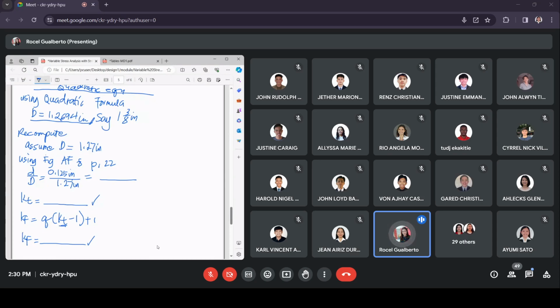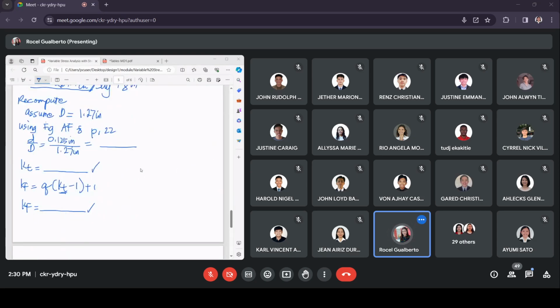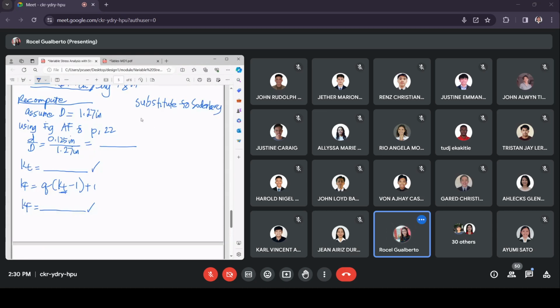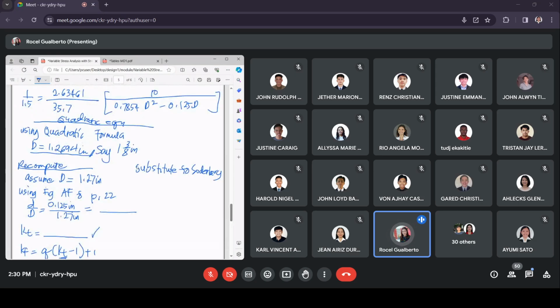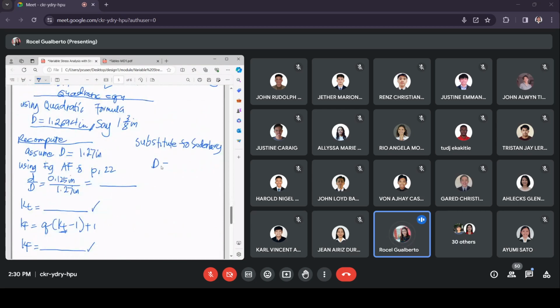from this KF, pwede na natin siyang magamit, because you now use the Soderberg equation. Okay? So substitute again to Soderberg. So, itong equation ay dimension of the circle. Okay, so ito po ulit. All components of the Soderberg are the same except this KF. Okay, so you have KF, then you find another diameter.